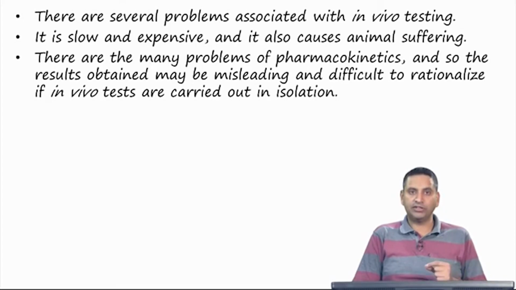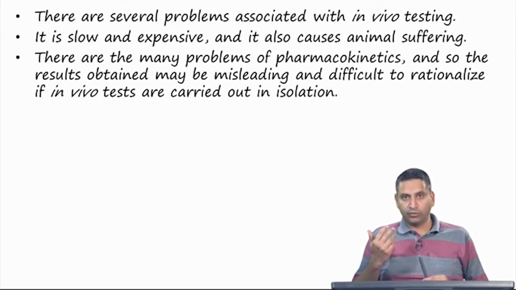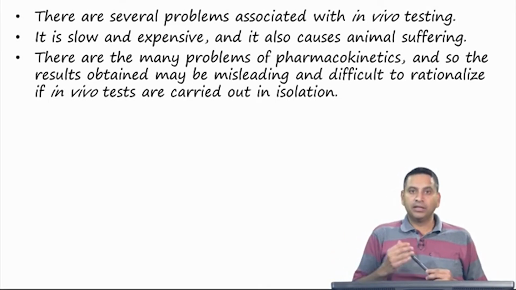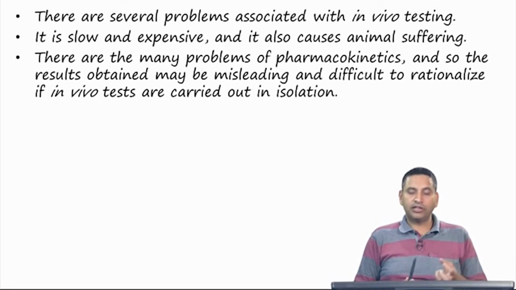Of course, one needs to understand that there are several problems associated with in vivo testing. A, it is slow, B, it is expensive, and it also causes a lot of animal suffering, which if we can avoid, it would be better. There are also many problems associated with pharmacokinetics. So, sometimes the results that we obtain from animal studies can be misleading. Also, if we just do animal studies or in vivo tests in isolation, the results that we get may be difficult to rationalize, because sometimes the metabolism in animals can be very different from metabolism in humans.